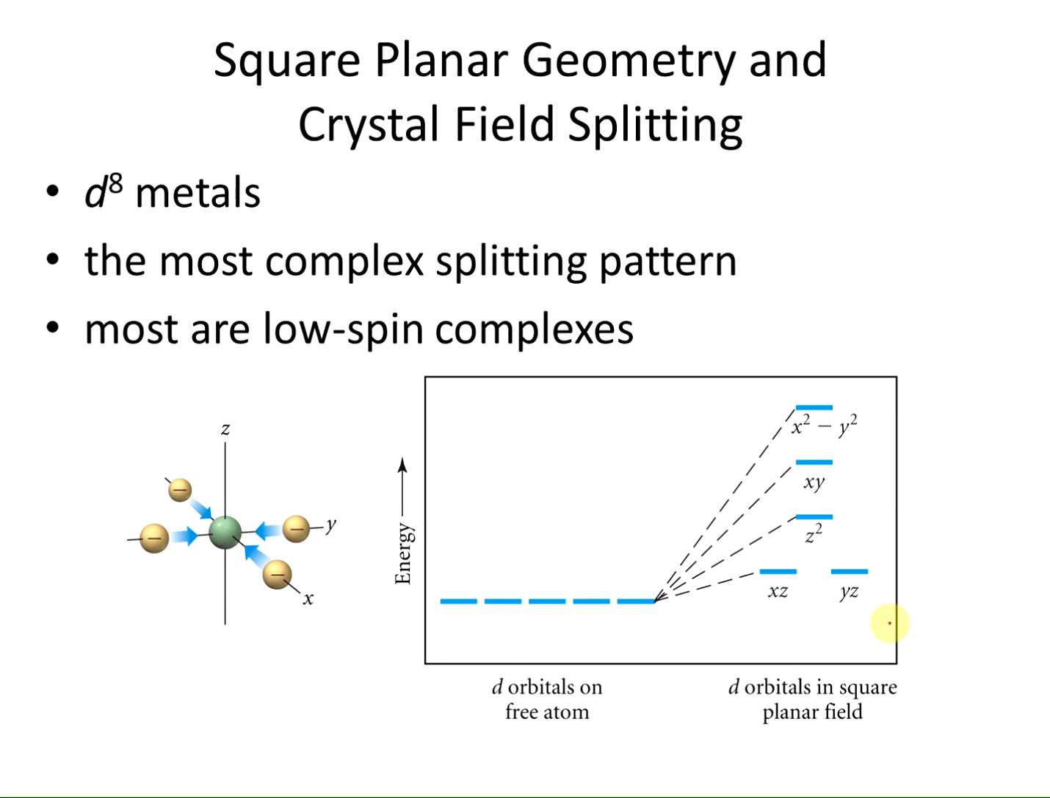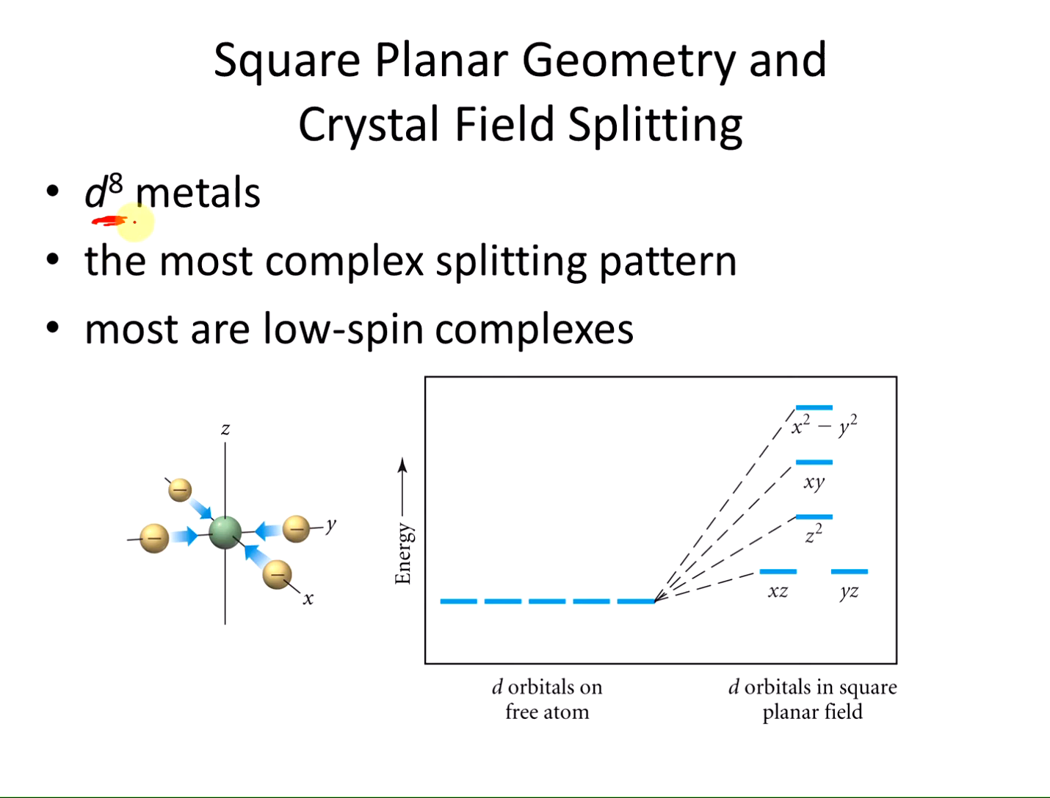Now if you needed the splitting pattern for a square planar complex to work a problem, we would give it to you. You do not have to memorize this one. And we typically see square planar complexes with d8 metals. So if you do the electron configuration for your metal and you see it's a d8 metal and there are 4 ligands attached to it, treat it like it's square planar.